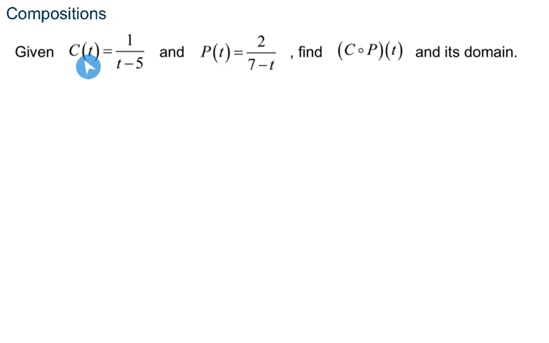So C of T is 1 over T minus 5. And P of T is 2 over the quantity 7 minus T. We are asked to find C of P of T as well as the domain.